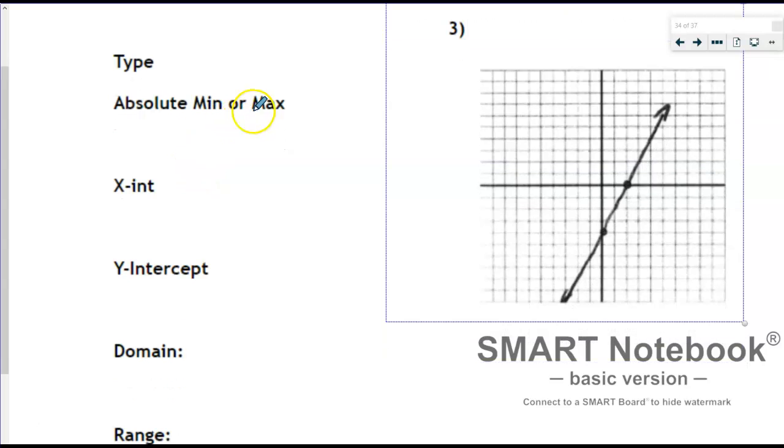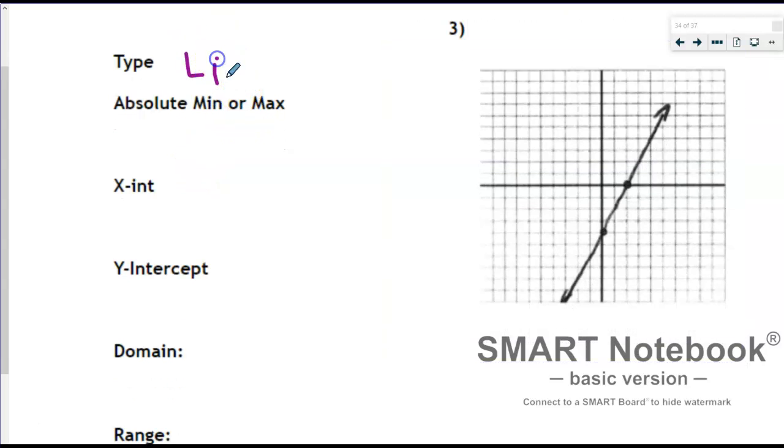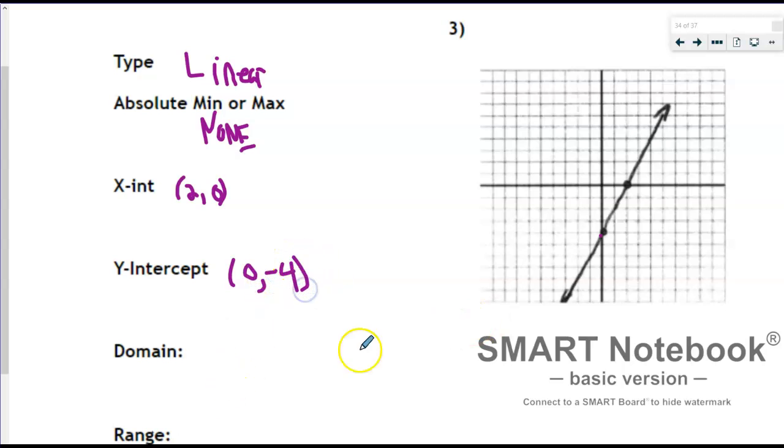Okay. All right, so let's look here, guys. All right, so type, well, it's linear. Okay. Does it have a min or a max? Does it have a high or low? No, it does not. It has none of these, which is good. It does have an x-intercept. We'll say that is (2, 0). And then it does have a y-intercept at (0, -4), it looks like. Okay. And then domain, looks like it's all reals. And the range is the same.